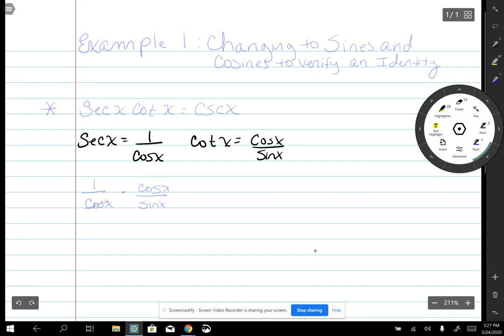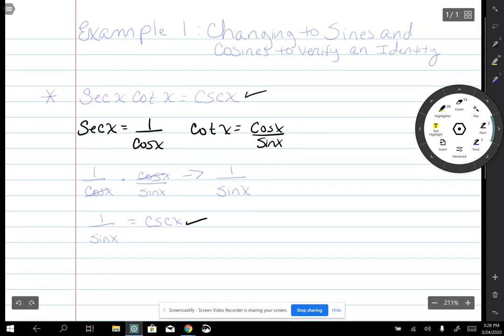I can do some cross canceling here. And this leaves me, notice I'm not putting equal signs, this leaves me with 1 over sine of x. Well, we know that from our fundamental trig identities, 1 over sine x is the same thing as cosecant of x. And this here gets us back to the actual problem that we're supposed to be getting to.